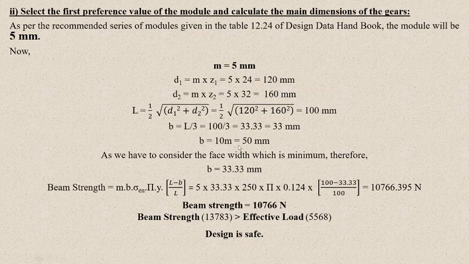B is equal to 10 times the module. Also B is equal to L, capital L upon 3. We will get two values of face width, and whichever is minimum, we can take the minimum value. B is equal to 50 mm, B is equal to 33.33. It means we will have to take the value of B equal to 33.33 mm.